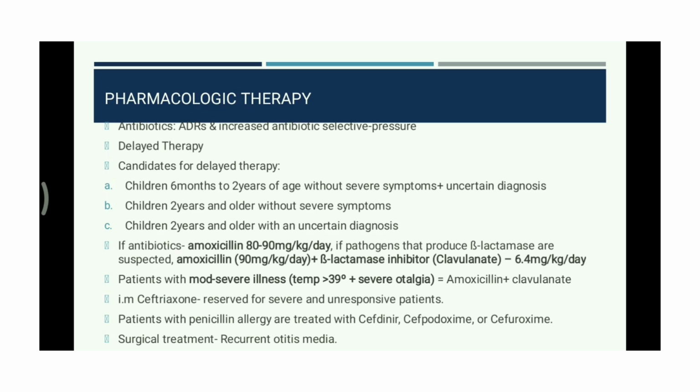And surgical treatment is used in case of recurrent otitis media. So recurrent otitis media is defined as at least 3 episodes of the symptoms appearing in 6 months, or at least 4 episodes in 12 months. So the patients who are suffering from recurrent otitis media undergo surgical insertion of tympanostomy tubes. They are called T-tubes, which is an effective method for prevention of recurrent otitis media.